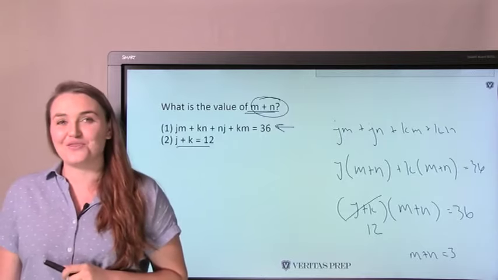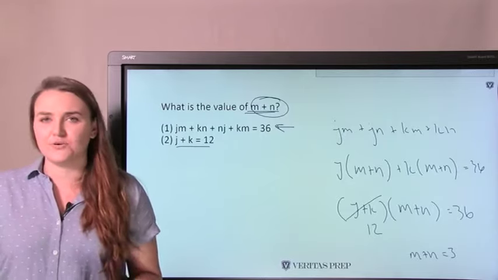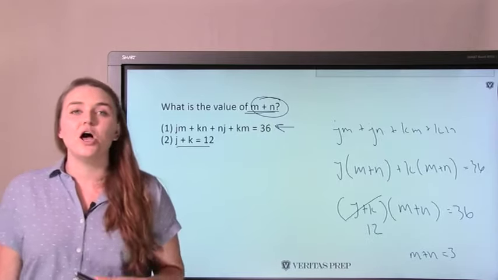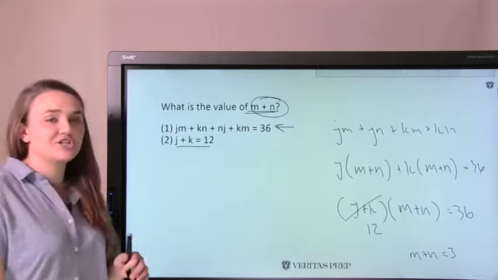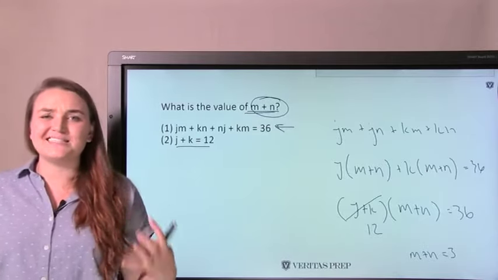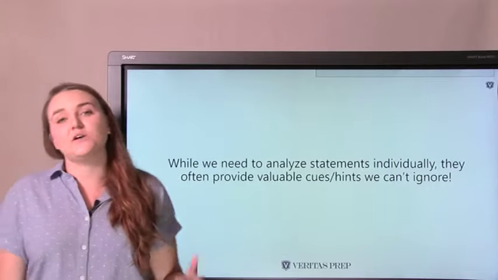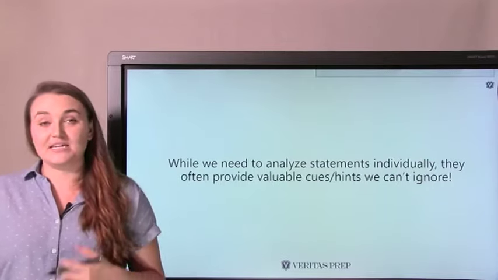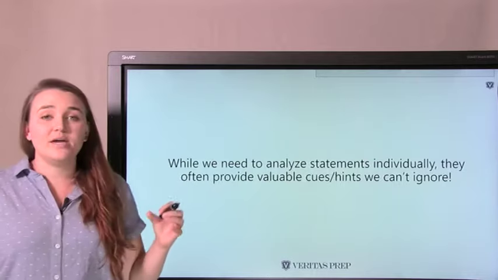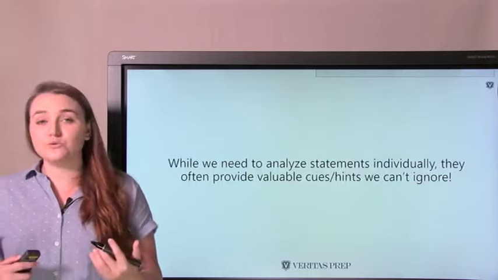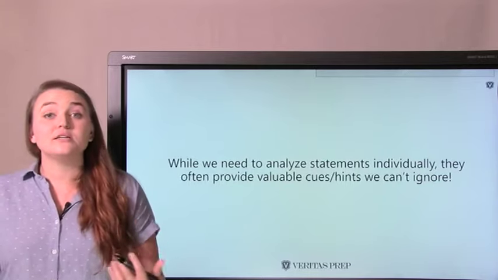We can move on through this question, but as almost everyone here in both the chat and the poll function has concluded, yes, together we have enough information to answer our question. And one of the big secondary takeaways that I like a lot from this question is the fact that, yes, we do in fact need to analyze statements individually, but we also want to keep in mind we can't ignore that they often provide valuable cues or hints when we look to that analysis.